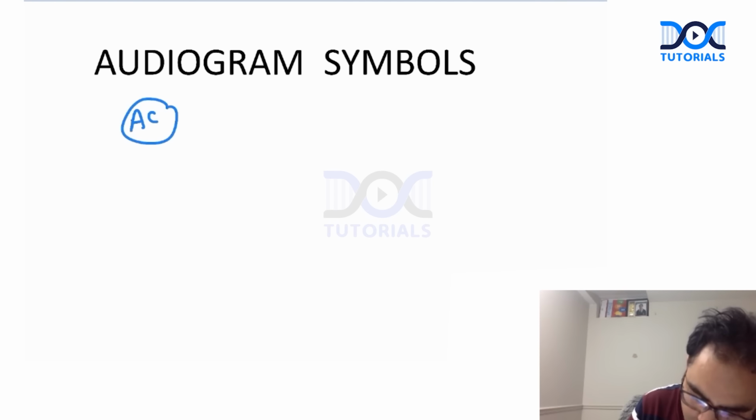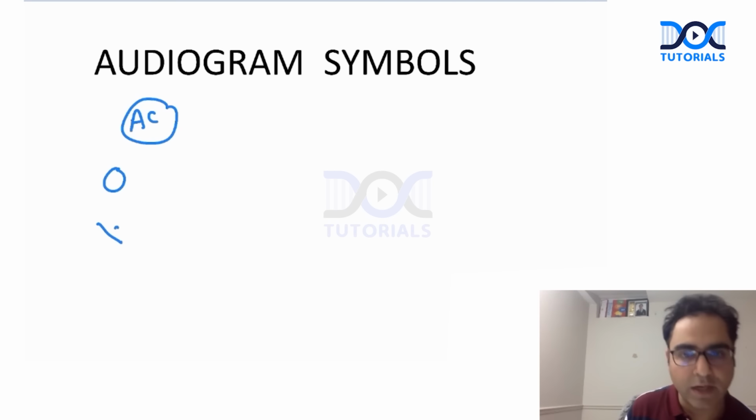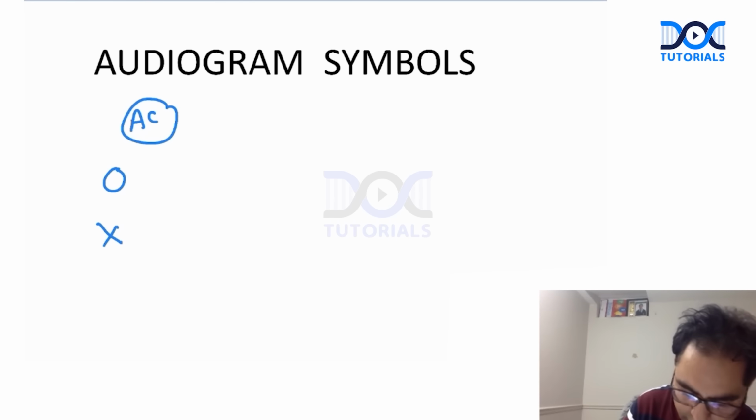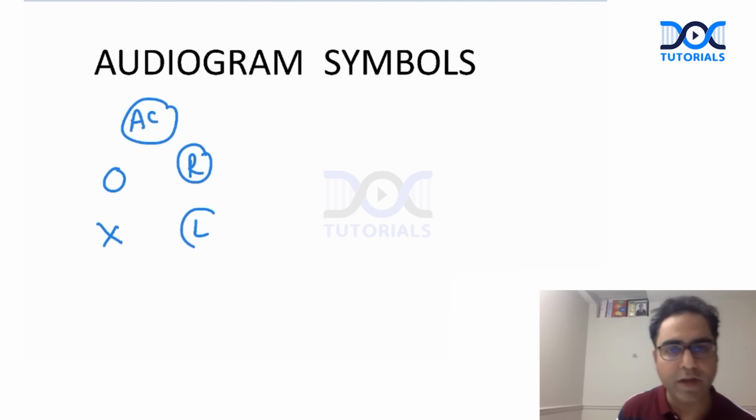Now, we use some symbols for this, beta. For air conduction, we use circle and cross majorly, beta. Circle is for the right ear and cross is for the left ear.